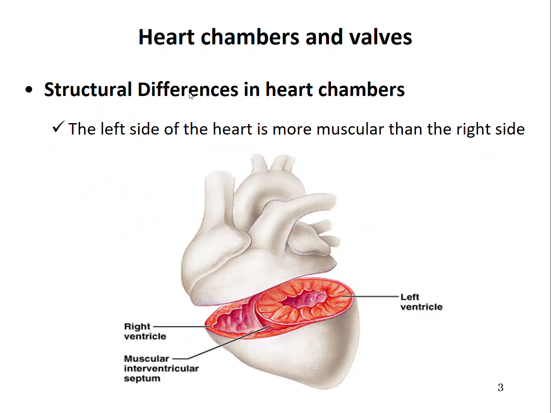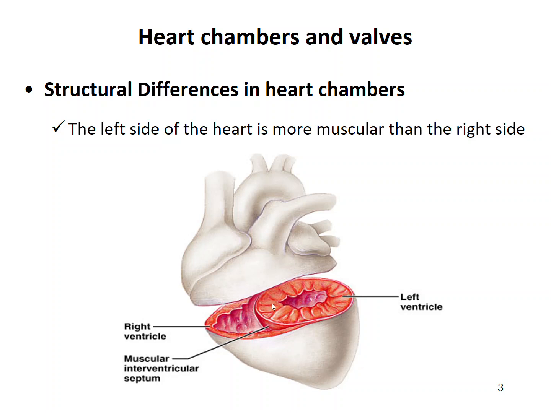So we can consider the heart as a pump which has four chambers, two primary pumps and two main pumps. The primary pumps are named atria and the main pumps are named ventricles. If you look here, you see the ventricles, a right ventricle and a left ventricle. You can easily recognize that the left ventricle wall is thicker than the right one.